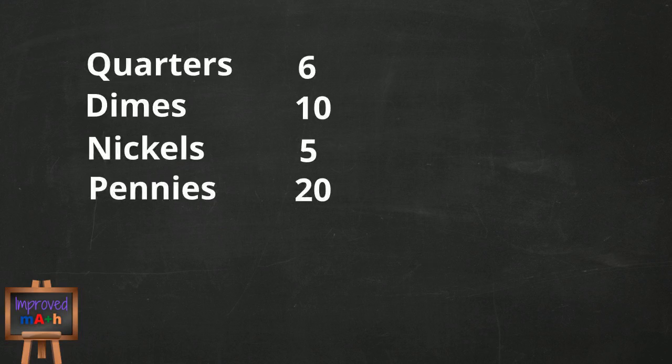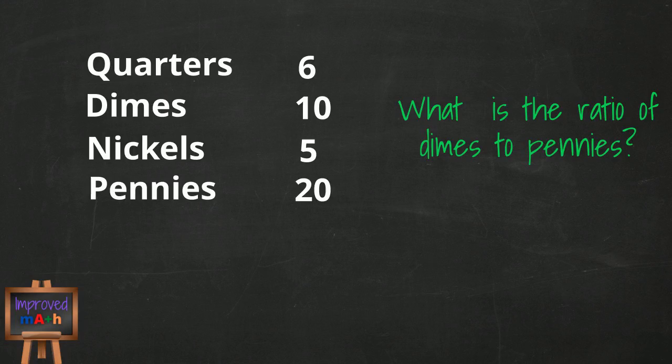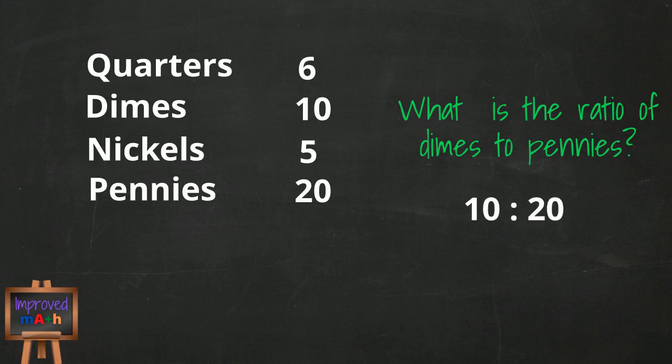The following table shows coins in a piggy bank: 6 quarters, 10 dimes, 5 nickels, and 20 pennies. What is the ratio of dimes to pennies? We are comparing dimes to pennies, so we know that the pennies will be on the right-hand side. 10 dimes to 20 pennies. This could be written as 10 to 20, 10:20, or 10/20.